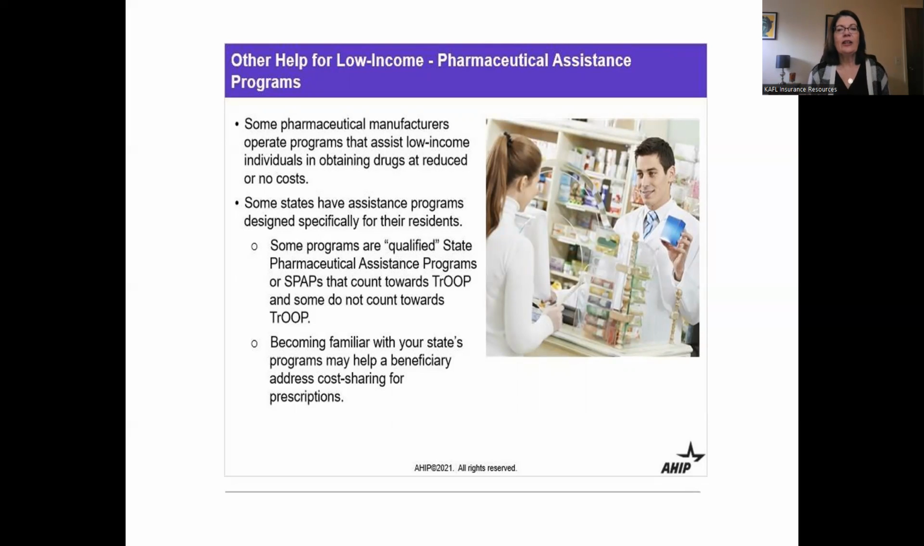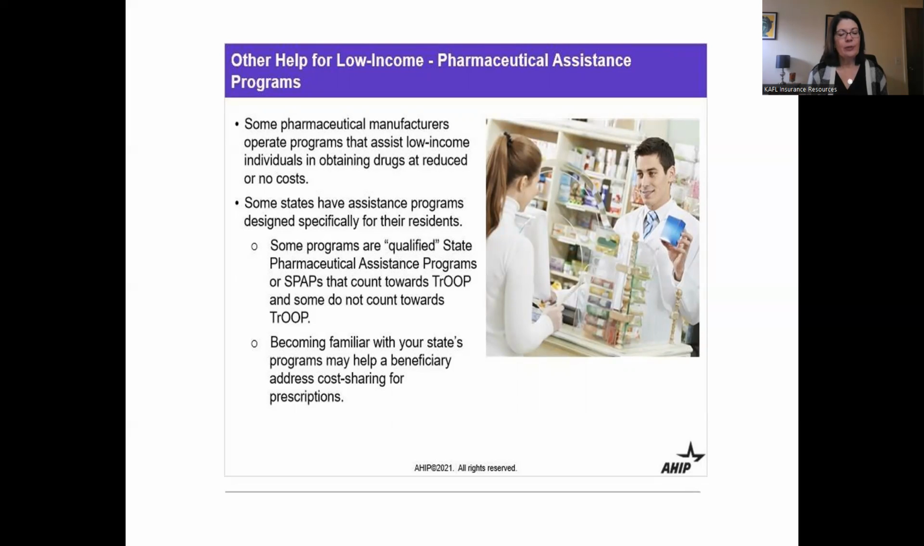And then there's things like EPIC in New York State. It's a state pharmaceutical assistance program. That's what it's called in New York, EPIC. And it can help someone pay for the costs of their drugs.